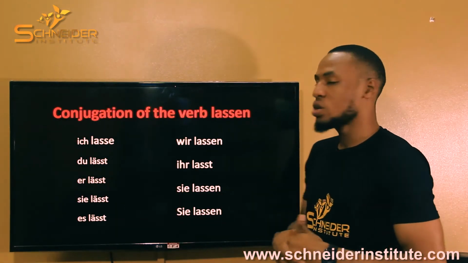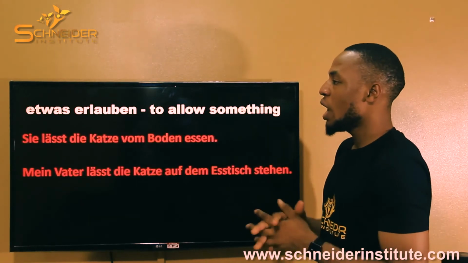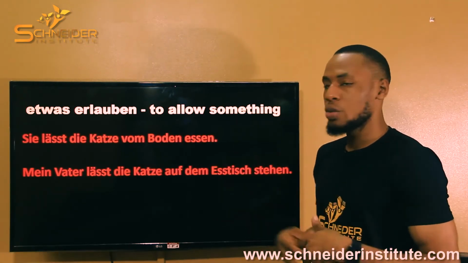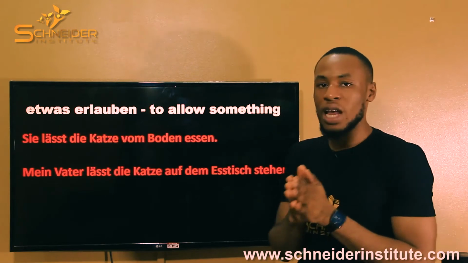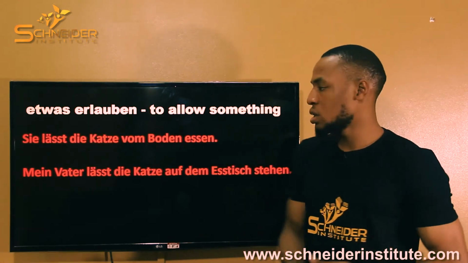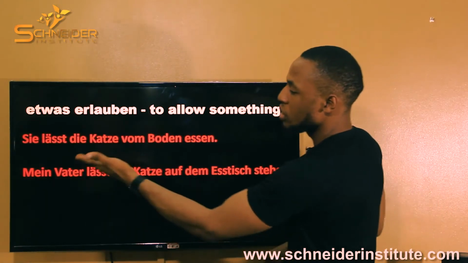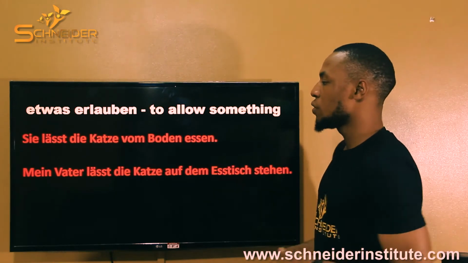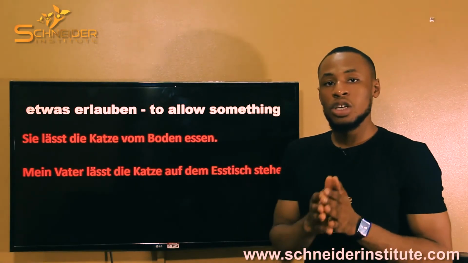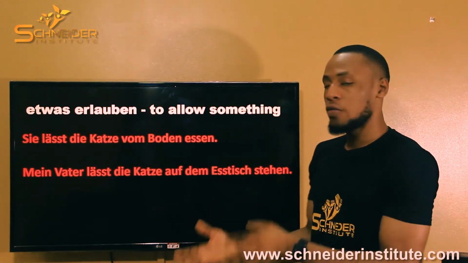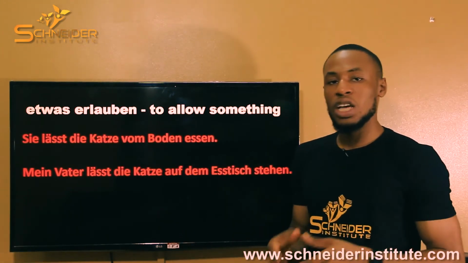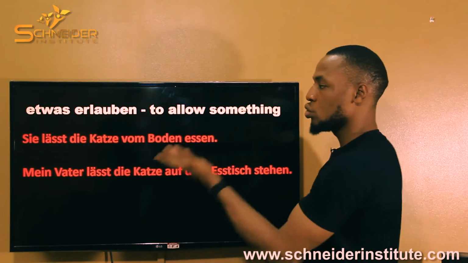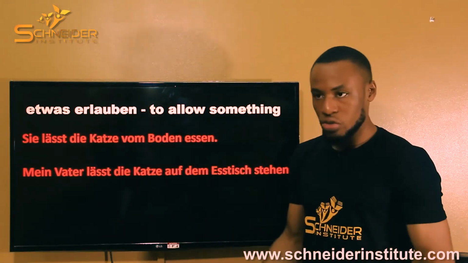All right, so now let's look at the first category we have here. Here I have etwas erlauben. Etwas erlauben simply means to allow something. Now when you're using the verb lassen in this case, it's more like you're saying to let, to allow something. And here I have the sentence that says, Sie lässt die Katze vom Boden essen. This simply means she allows the cat to eat from the floor. More like she lets the cat eat from the floor. So in this case, lassen is serving as a verb to allow, to permit, to grant.